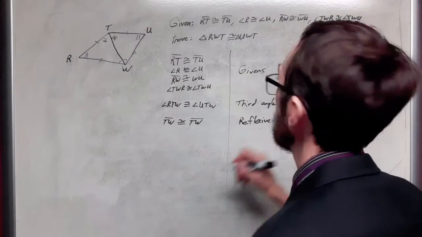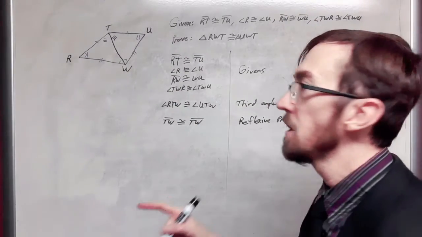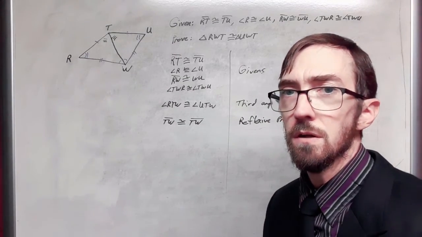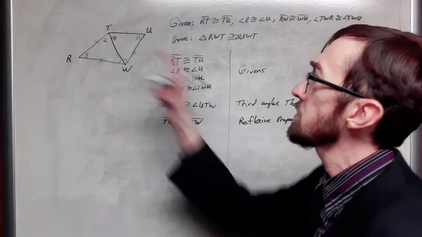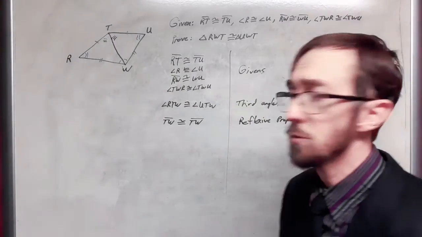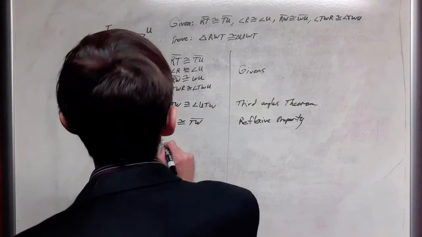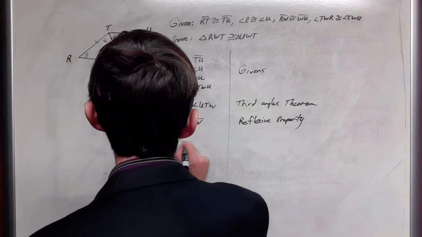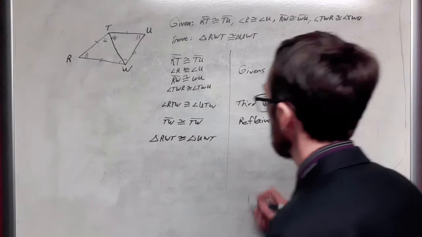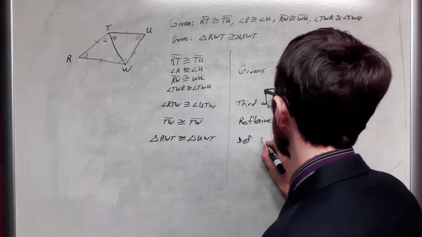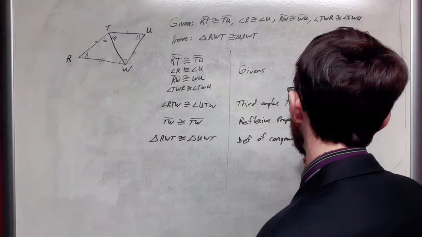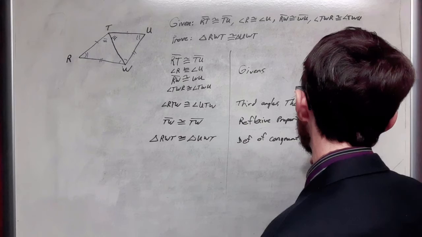And so now that we've shown that all the corresponding congruent parts are congruent, then by the definition of congruent polygons, we have that our item that we were supposed to prove is proven at this point. Triangle RWT is congruent to triangle UWT. This is definition of congruent polygons.